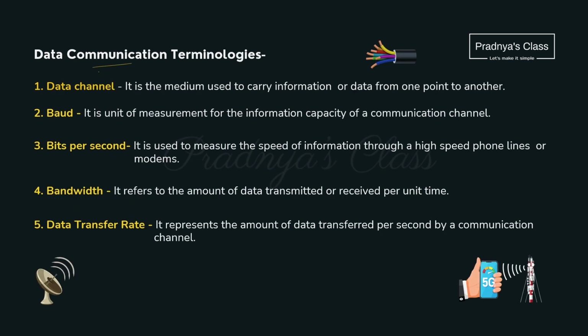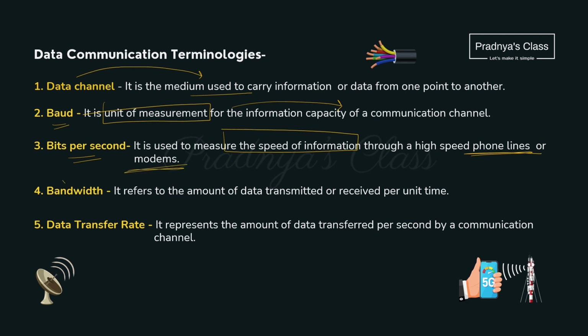Now let's talk about some data communication terminologies. The first is data channel. It is a medium through which we carry information. Baud is the unit to measure the information capacity of a communication channel. Bits per second is used to measure the speed of information, which is generally through phone lines or modems. Then what about bandwidth? It refers to the amount of data transmitted or received per unit time. The next term is data transfer rate. It is the amount of data transferred per second.